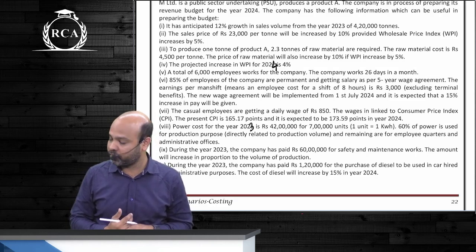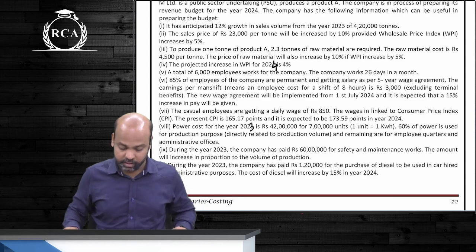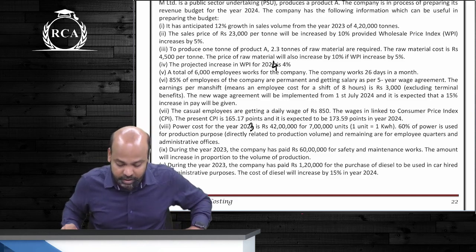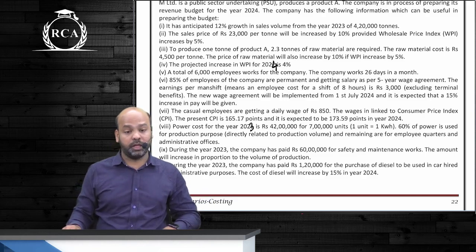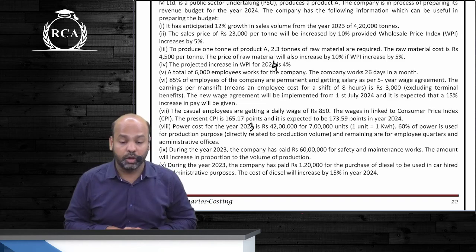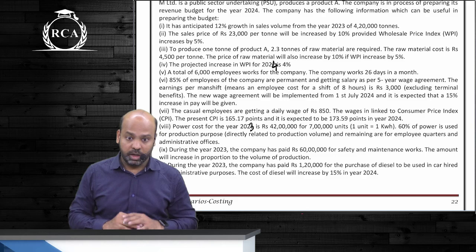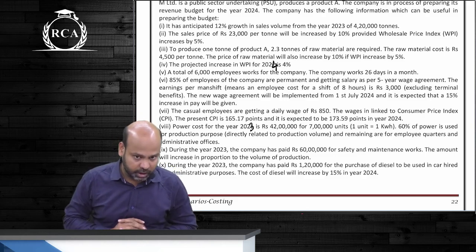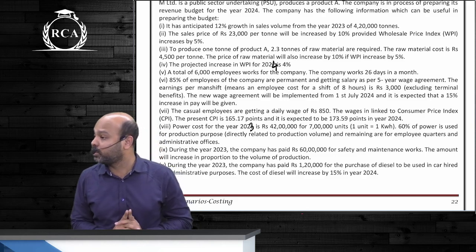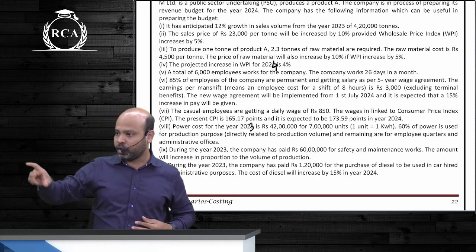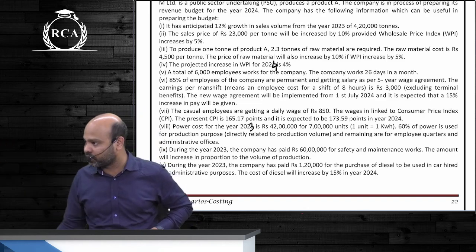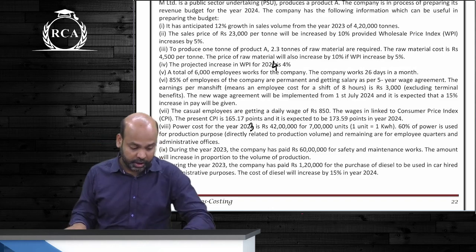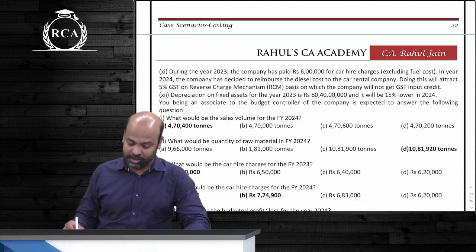2024, 2023. Now I'll go back to the question guys. It has anticipated that there will be a 12% growth in sales volume from the year 2023 of 4,20,000 tons. Last year we sold 4,20,000 tons. Current year it is going to increase by 12%. So 4,20,000 plus 12% is going to be the volume for the current year. Yes or no guys? How much is that?